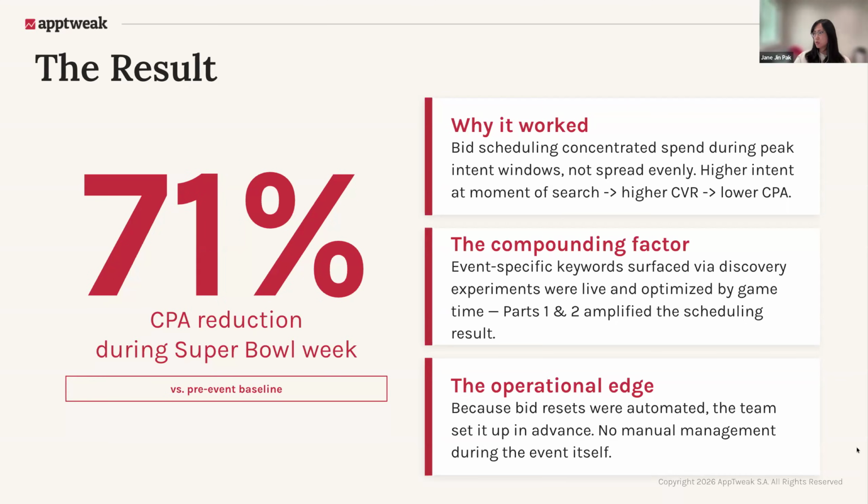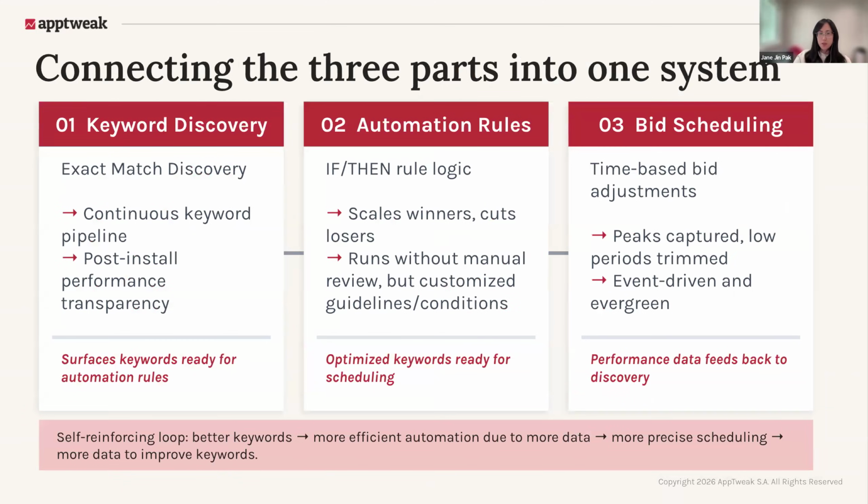All right. So I kind of started talking about this already, but we want to be able to connect all three parts, right? So the keyword discovery, the automation rules, the bid and budget scheduling all together. Because you can do each of these by themselves, right? But I think these things work together best in unison because they compound, right?